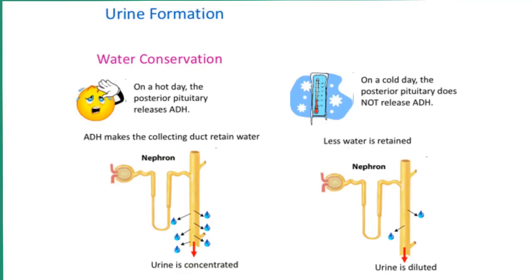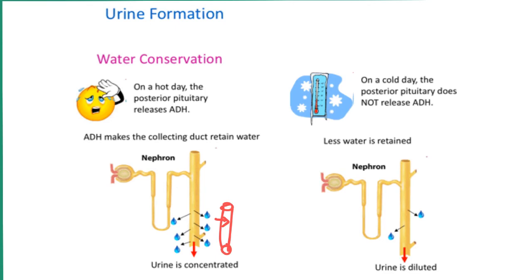The last stage in urine formation is water conservation, and this happens in the collecting ducts of the nephron and the DCT. On a hot day, the posterior pituitary releases ADH, the antidiuretic hormone. Antidiuretic hormone makes the collecting duct retain water. In other words, the collecting duct becomes permeable to water, as does the DCT. So the water enters the capillaries and the water is retained, so the urine that comes out is more concentrated.